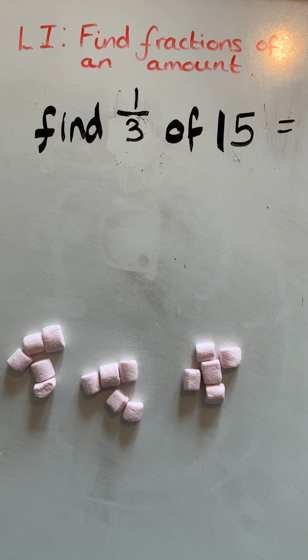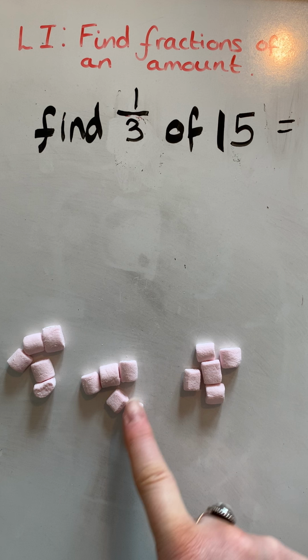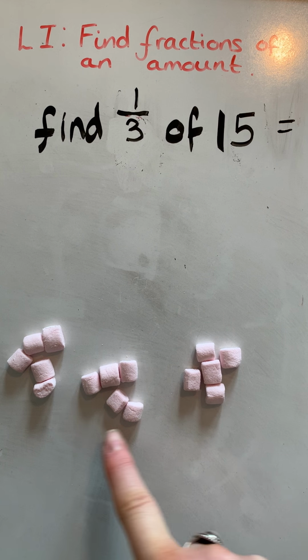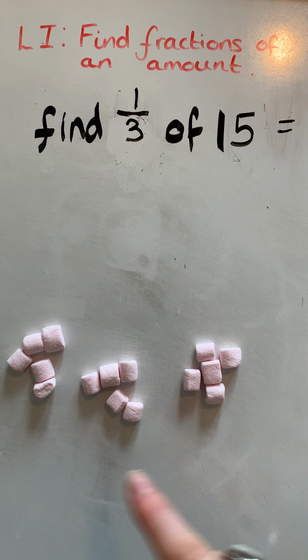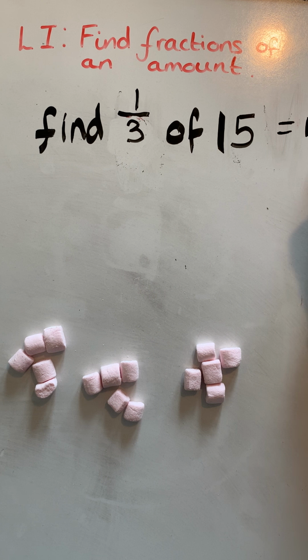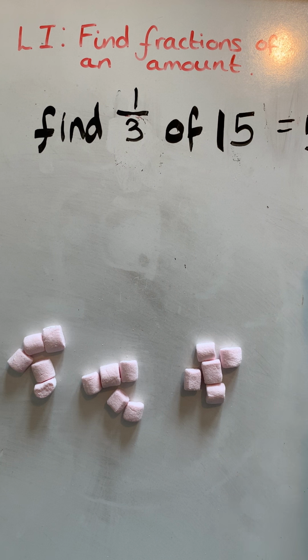That is our number family. So 5, 10, 15. So 1/3, one group out of 3 groups in 15 would be 5. So 1/3 of 15 is 5.